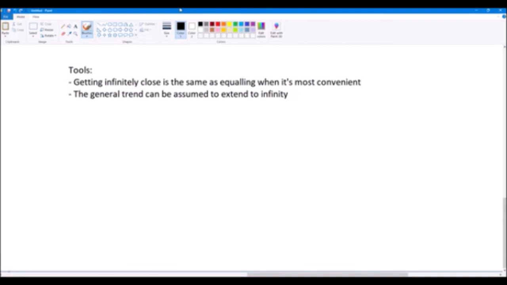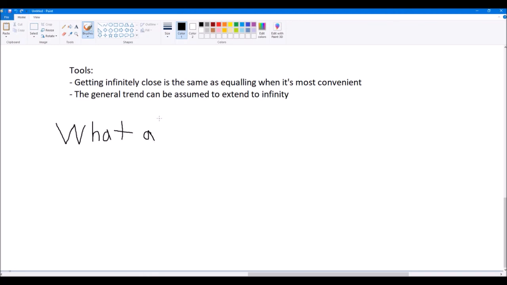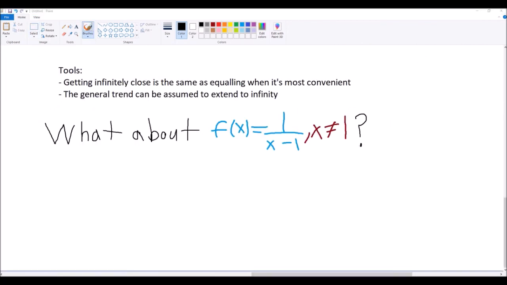And now that you're armed with the knowledge that getting infinitely close to something is the same as equaling something when it's most convenient, and that the general trend can be assumed to extend, what do you think we can do for f of x equals 1 over x minus 1?